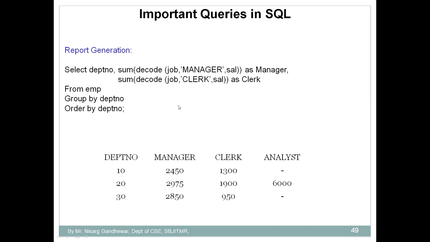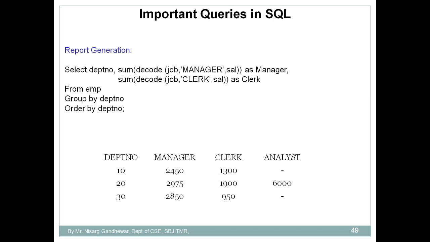Then the final query, the third query, is report generation. I think we discussed DECODE and CASE. These are the two clauses we have discussed which are used for report generation. Now in this case my problem statement is very simple. I need to generate a report like this, department wise. Here I have given the department numbers 10, 20, 30. For each department I want to get the sum of salary for a particular post. In this case I consider three posts: manager, clerk, and analyst.